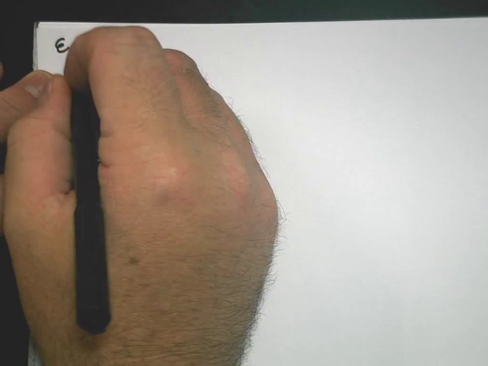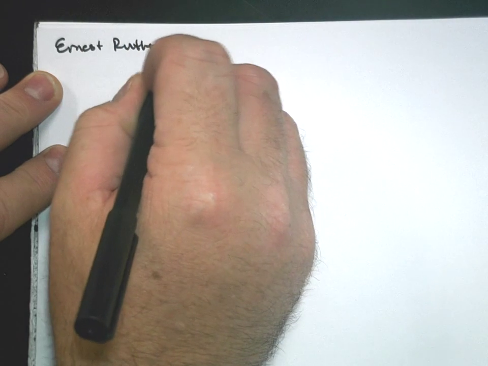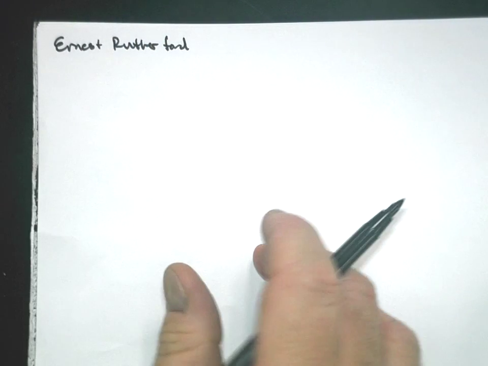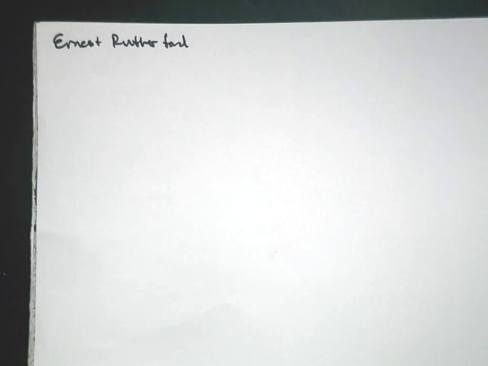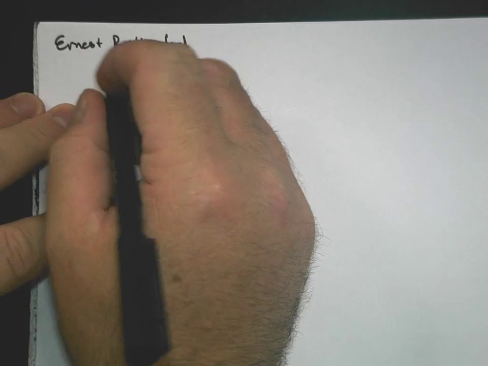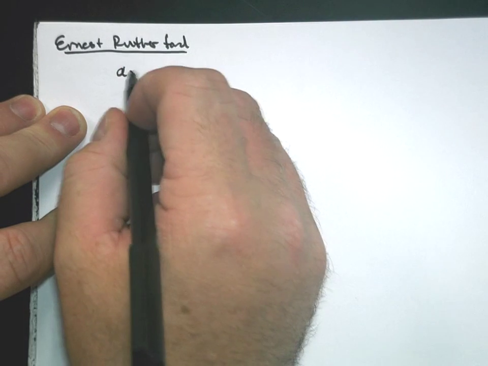Rutherford is known as Ernest. Ernest Rutherford wanted to further explore the nature of the atom, but he was also messing with radiation. And he was dealing with things called alpha particles.